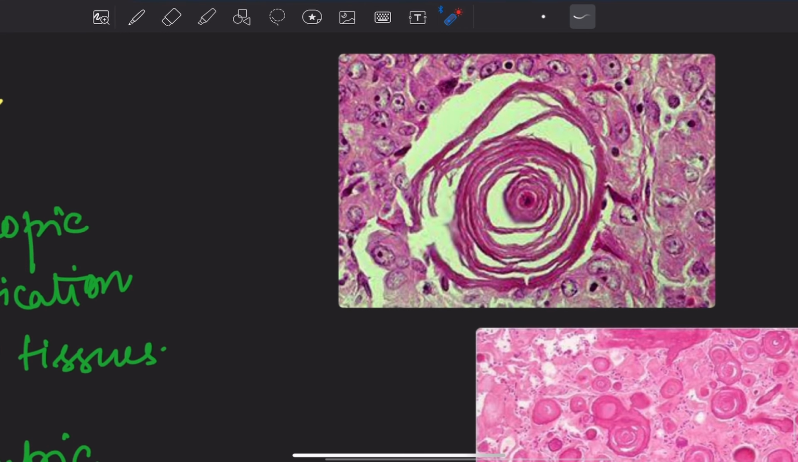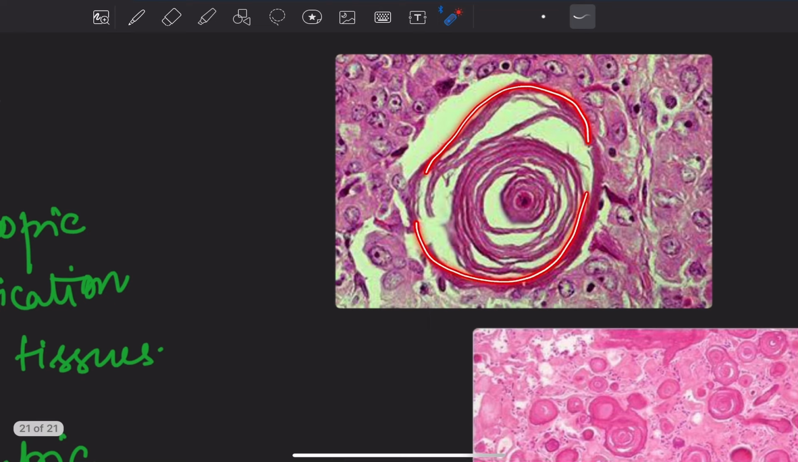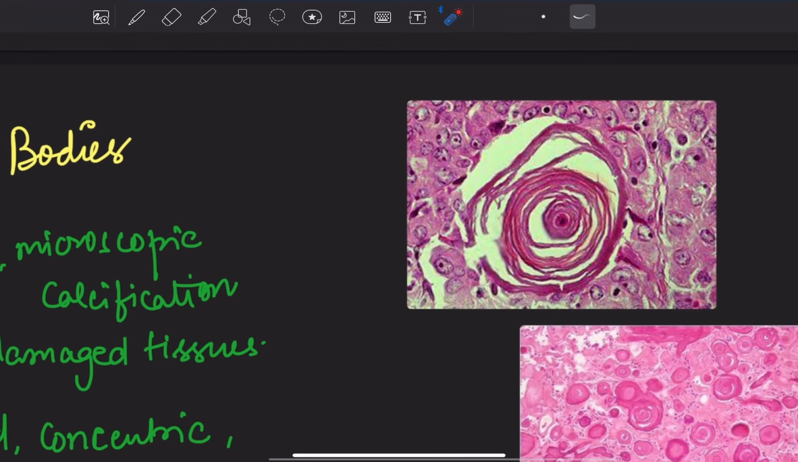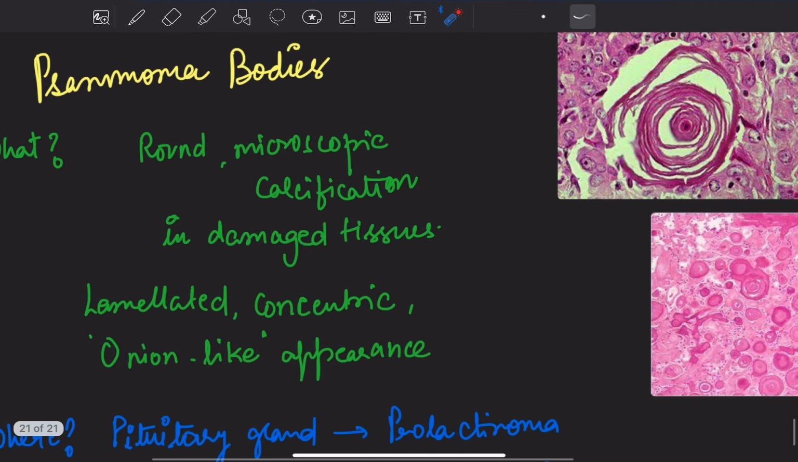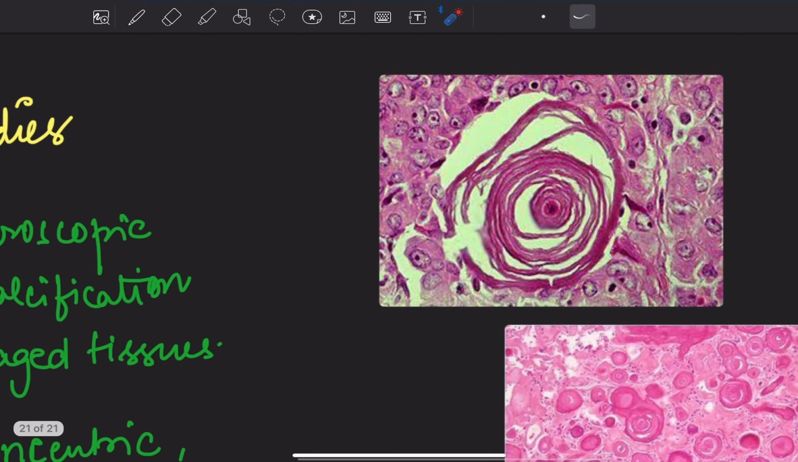Okay, so this is the representation of the Psammoma bodies. You can see the lamellas around a center, which makes a concentric appearance just like an onion. So we can also say that it is lamellated, concentric and onion-like in appearance. Wherever you see these bodies, we can easily identify that this is a histological slide of Psammoma bodies.